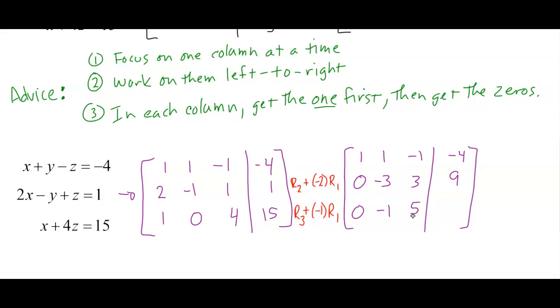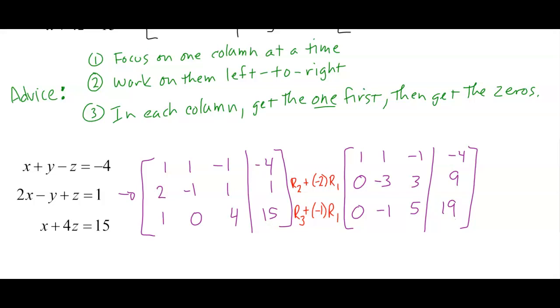And don't forget you got to do the last one as well. -1 times -4 makes 4, added to 15 makes 19. And look at our first column, 1, 0, 0. So we're sort of roughly 1/3 finished. We've got the first column looking good.